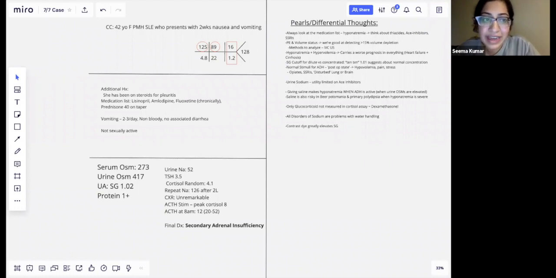And then finally, as far as when you're giving saline, you want to be really cautious when you're thinking about SIADH, beer potomania, and primary polydipsia.